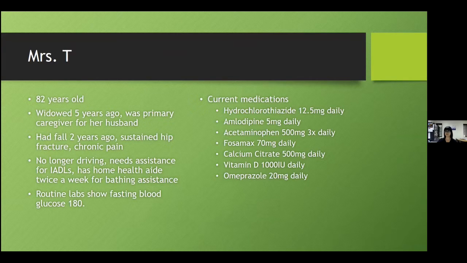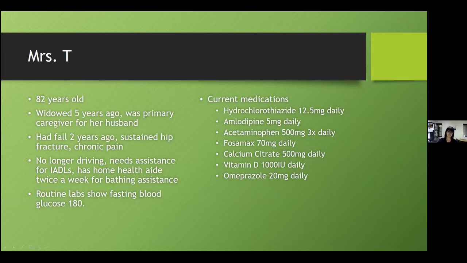So if we see Mrs. T again, and she's 82, she's now been widowed for 5 years, and she was the primary caregiver for her husband. She had a fall 2 years ago and sustained a hip fracture. So we're about 10 years in the future. She's now widowed. She's had a hip fracture. She's got chronic pain. She's not driving anymore. She does need some assistance for her IADLs and has a home health aide to help with bathing.